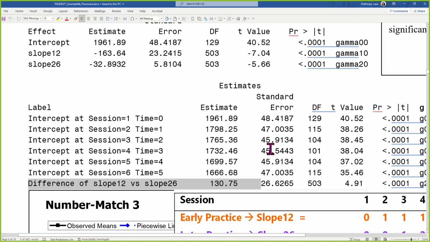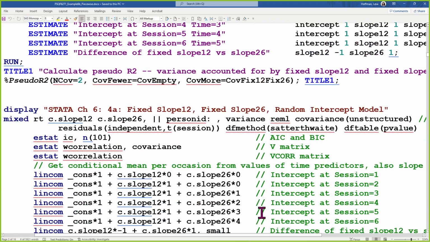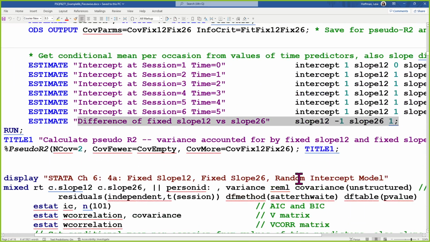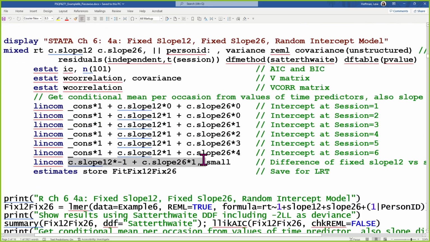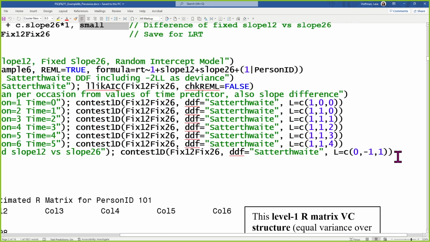So this is a Wald test for the comparison of the 2 slopes. That number was created in this estimate statement in SAS, slope 2.6 minus slope 1.2, given the direction of the signs. If I flipped where the minus was, I would get the same number just backwards. It'd be minus 130 instead. And in Stata, it's the Lincom right here. The small, by the way, means make it a T test as opposed to a Z test. That's what that does. And then in R, it's the contest 1D at the very end.